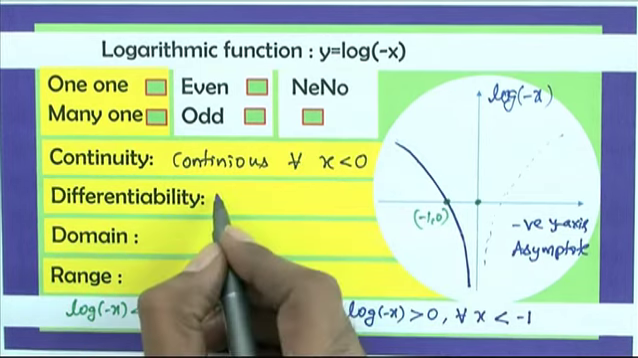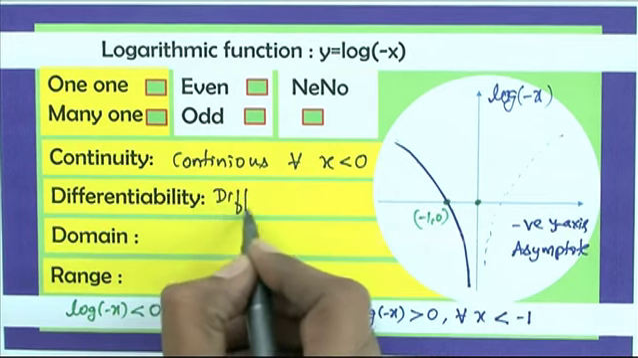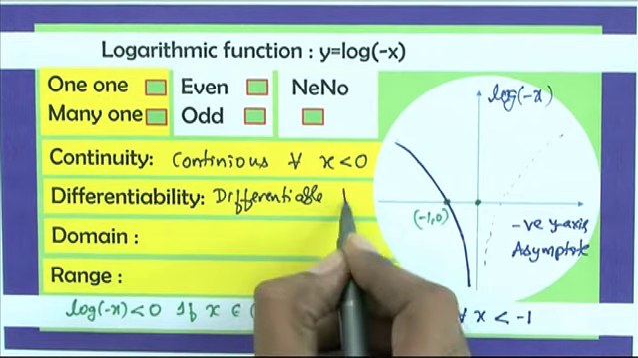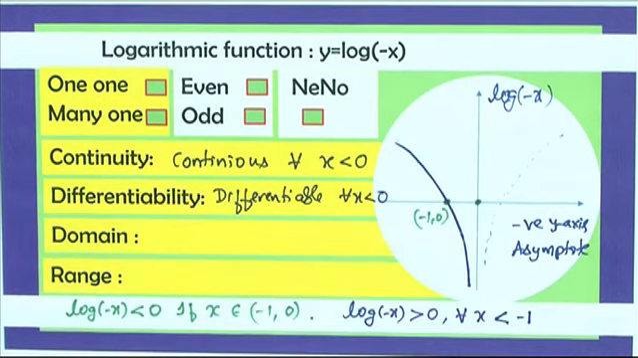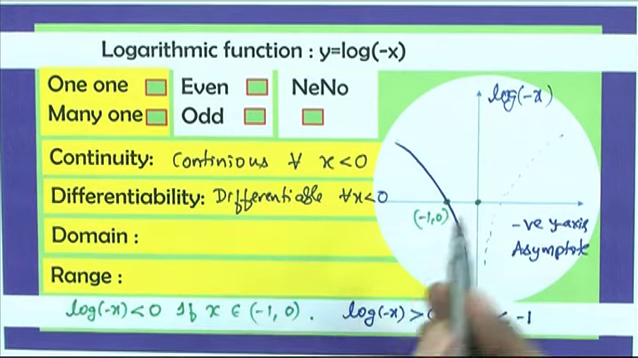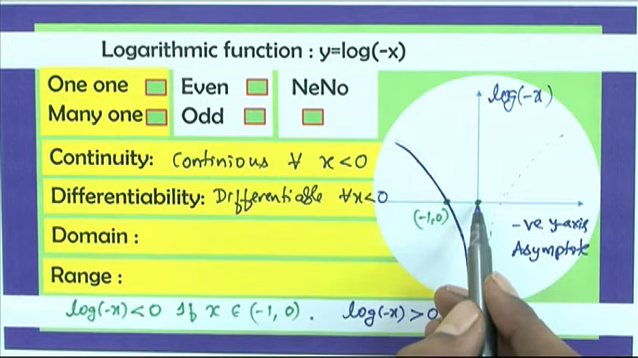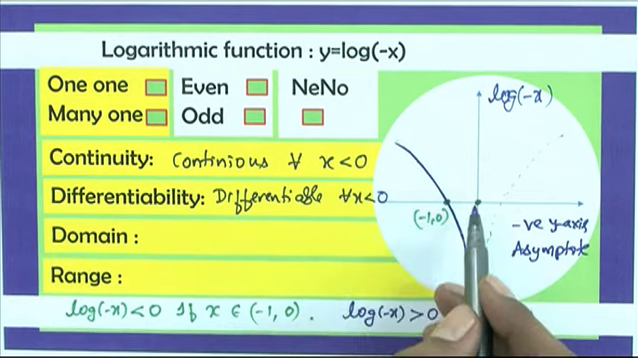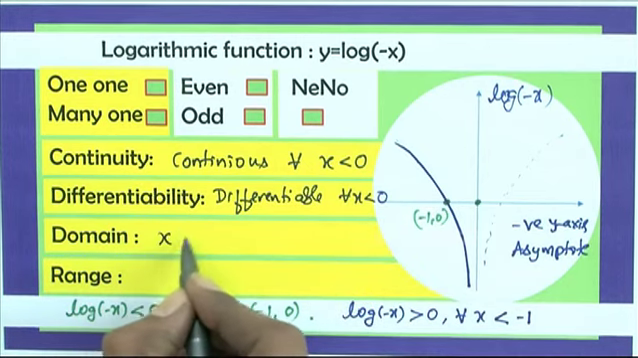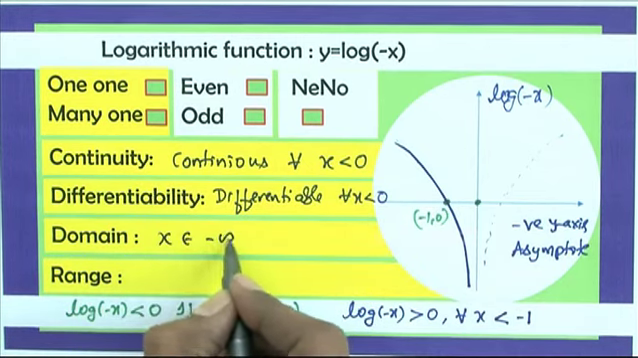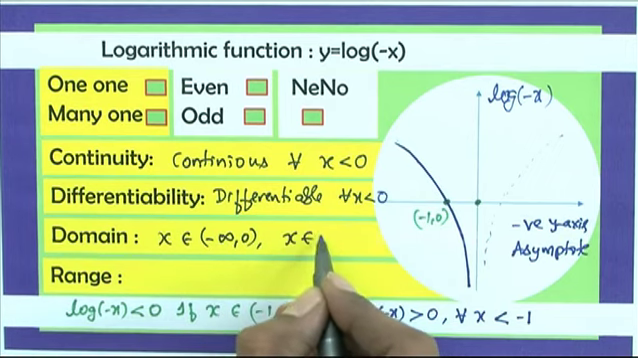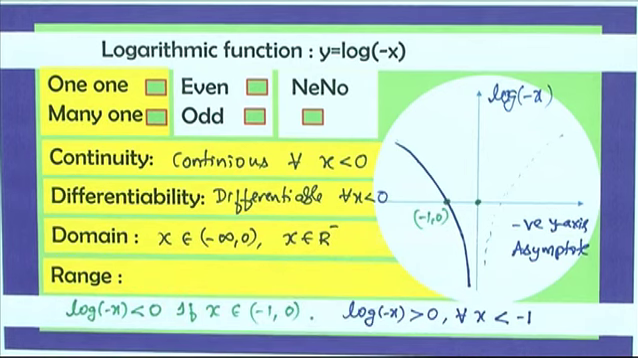And of course, no doubt it is differentiable for all x less than 0. What is the domain? You can see the graph exists only up to 0 from minus infinity. Is that correct? Domain means x belongs to minus infinity to 0, or you can say x belongs to the set of negative real numbers.